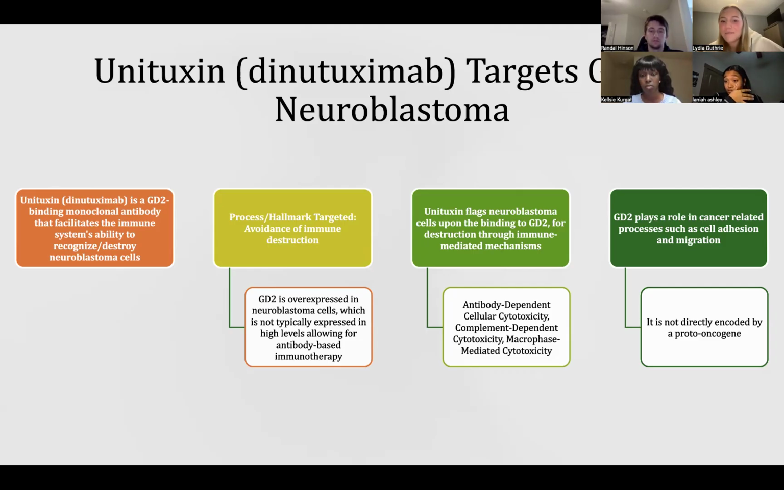It results in macrophages killing the tumor cells. And then GD2 plays a role in cancer-related processes such as cell adhesion and migration, and it's not directly encoded by a proto-oncogene.